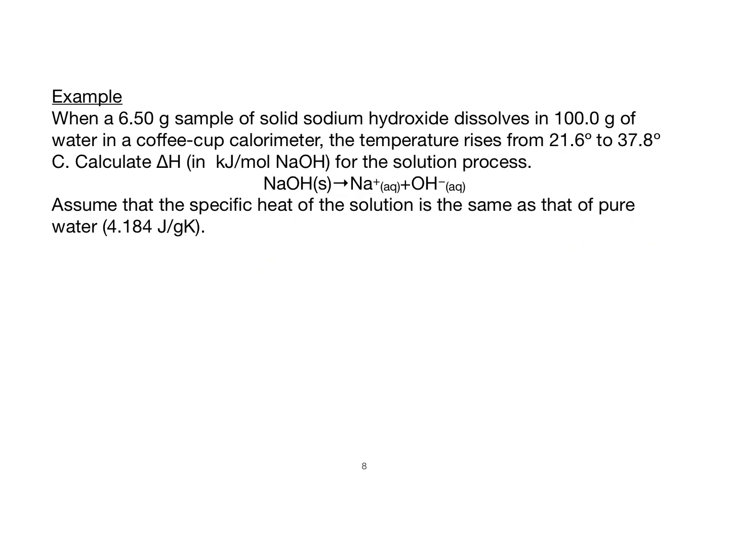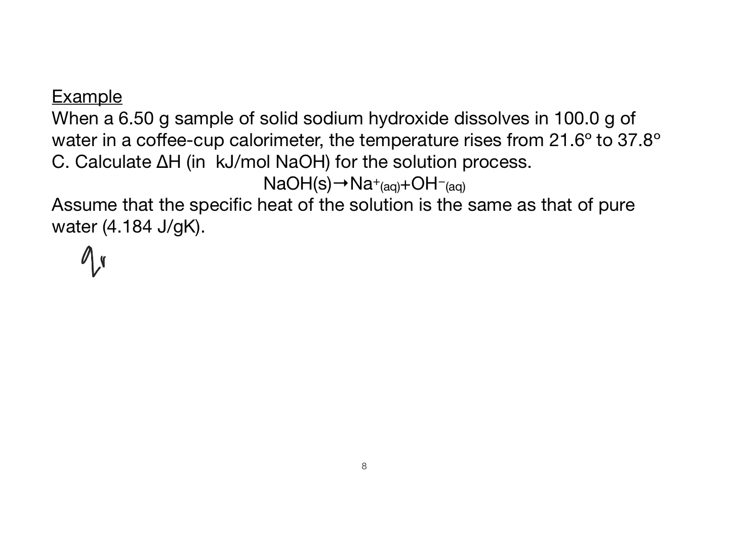So in this case, we have a 6.50 gram sample of solid sodium hydroxide, and it's going to be dissolved in 100 grams of water in a coffee cup calorimeter, the temperature rises from 21.6 to 37.8 degrees Celsius. Calculate delta H in kilojoules per mole sodium hydroxide for this process. Assume that the specific heat of the solution is the same as that of pure water.